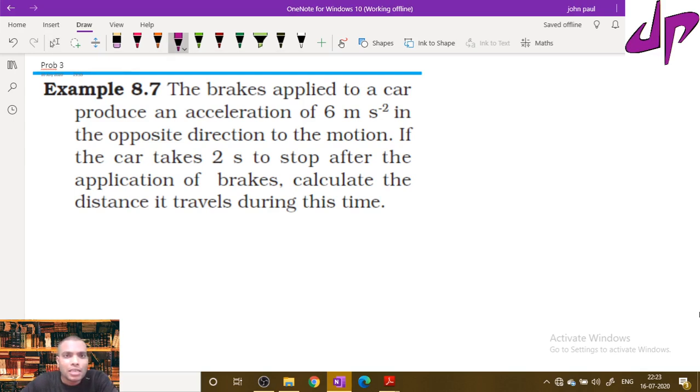So you see here clearly a car is moving with an acceleration, but they applied brake. We need to stop the car, and the car comes to rest after 2 seconds, and we need to calculate how much distance it traveled.